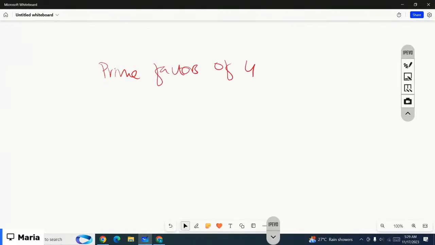What are the prime factors of 4? Yes, they are 2 times 2. So you can write them in exponent form. That is 2 exponent 2. That means this 2 is the base, and you have to multiply 2 two times. Got it?